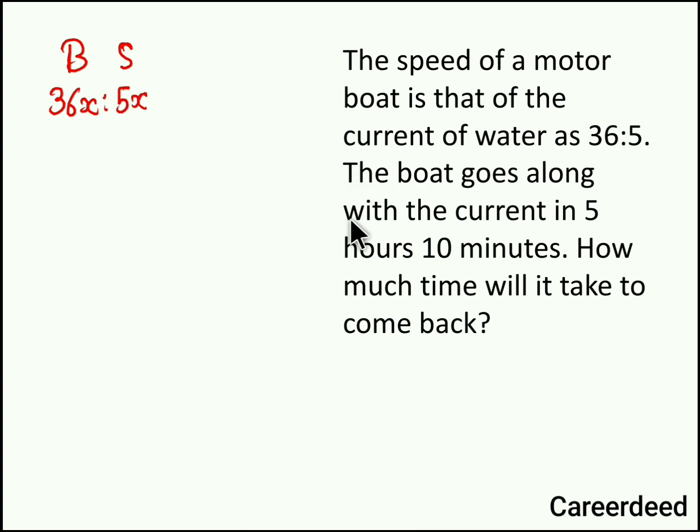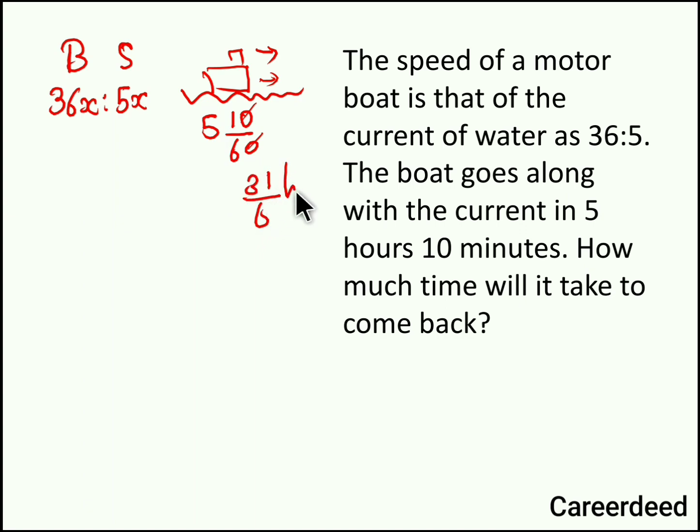The boat goes along with the current in 5 hours and 10 minutes. See, the boat could cover a distance in 5 hours and 10 minutes if it goes along the stream. That is, in downstream it will cover the distance in 5 hours and 10 minutes. So 10 minutes can be written as 10 by 60 hours. When we cancel, we get 5 1 by 6. So 6 into 5 is 30, 30 plus 1 is 31 by 6 hours. So in 31 by 6 hours, the boat could cover the distance in downstream.